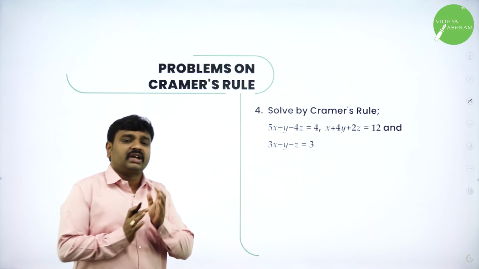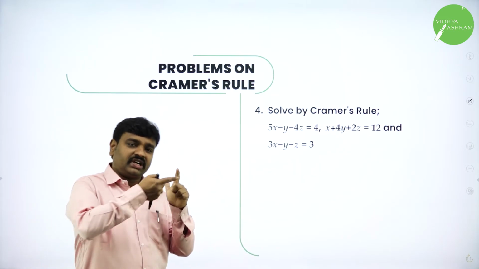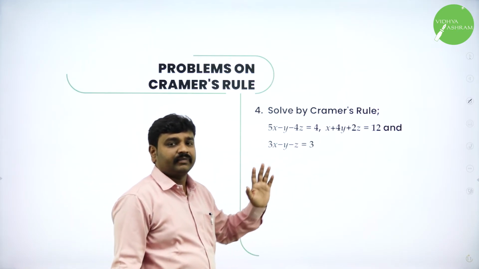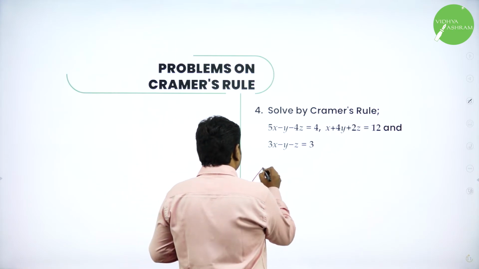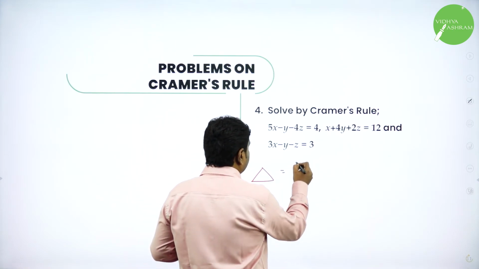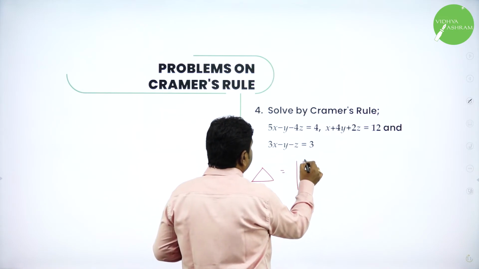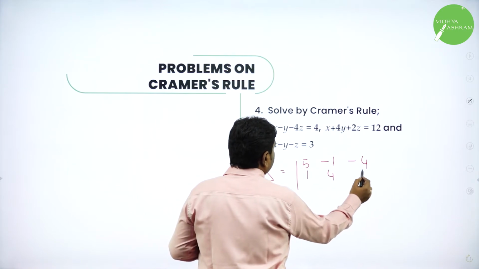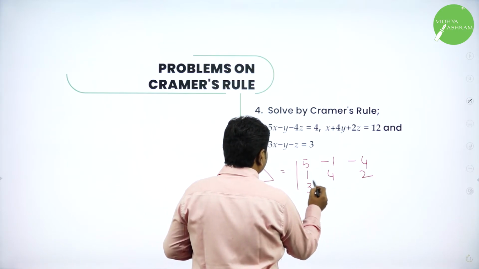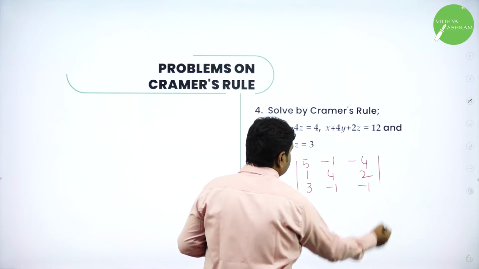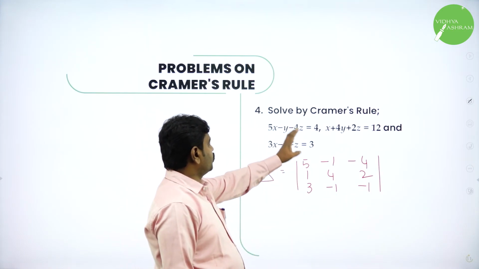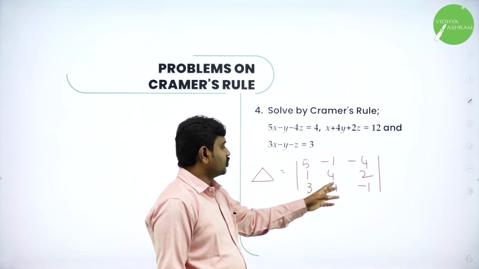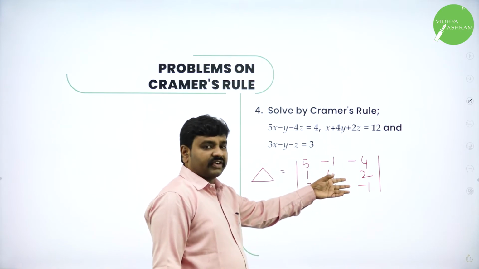If you want to solve it by Cramer's rule, first you need to find delta, then delta x, then delta y, and delta z also, because 3 variables are there, x, y, z. First we will see whether the system is consistent by finding delta. How to find delta? Write the coefficients: 5, -1, -4; 1, 4, 2; and 3, -1, -1. These are the coefficients of x, y, z.